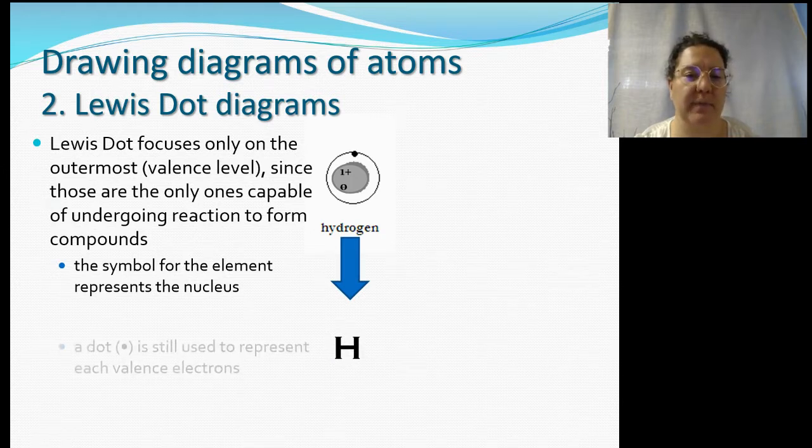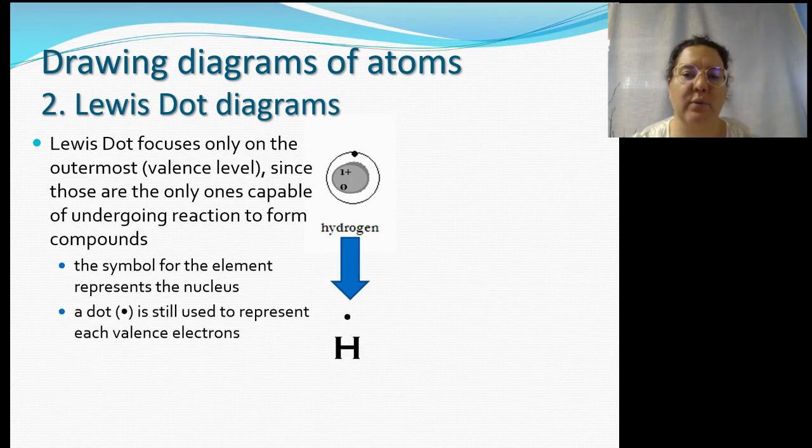So we have hydrogen, H. Hydrogen has only 1 electron, so we're going to draw that one electron above the symbol for the element.